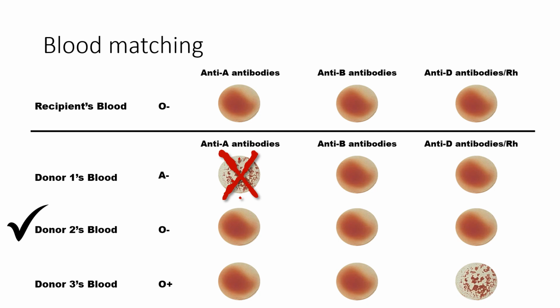So donor 3 is not a good match, and it's because of the presence of the antigen D on the blood. So even though the ABO portion matches our recipient, we cannot give RH positive blood to an RH negative recipient.